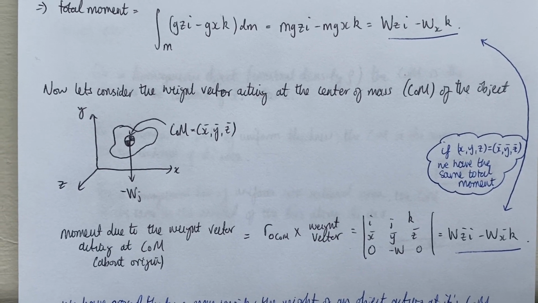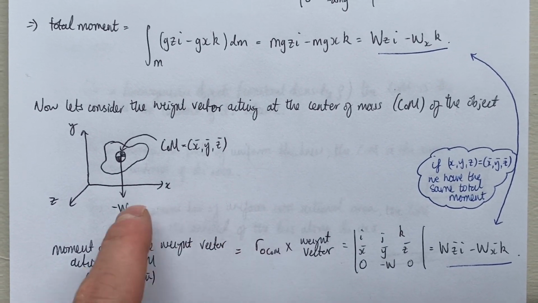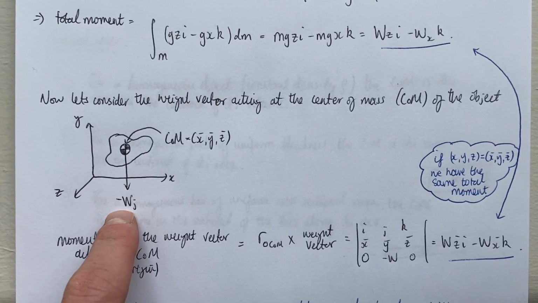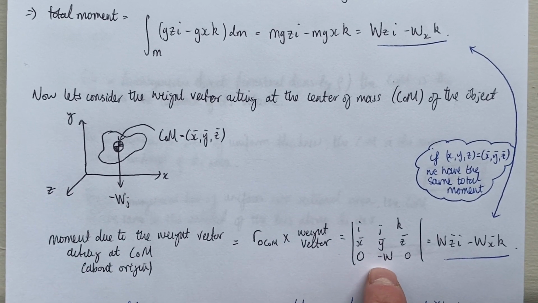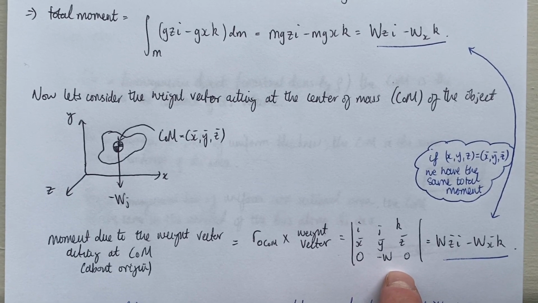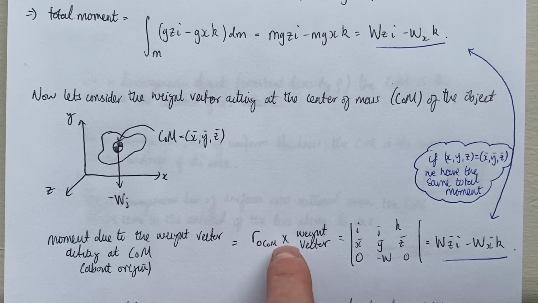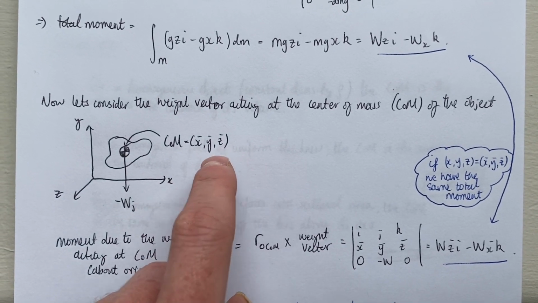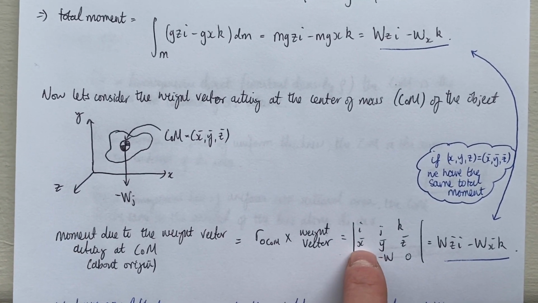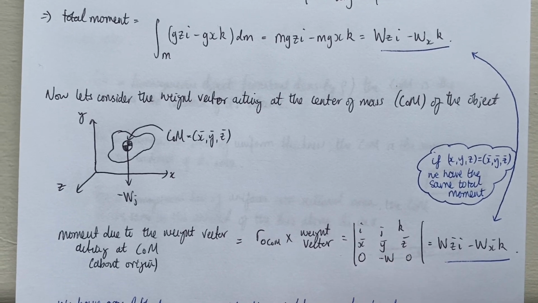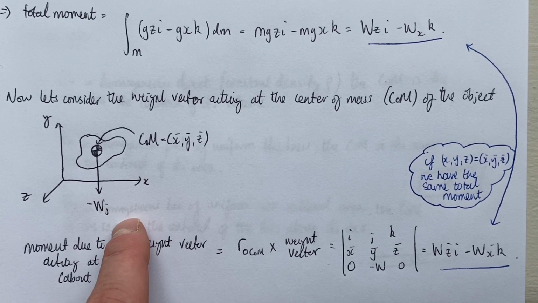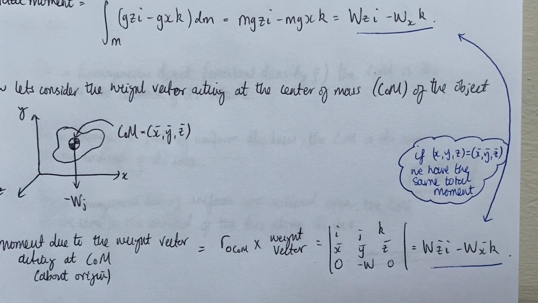I've made the cross product with that position vector with the weight vector, which I had over here. So I get the following determinant to solve, right? The position vector again is just given by the position of the center of mass, subtract the position of the origin, which is just x bar, y bar, z bar. And then the weight vector is just negative w in the j direction, right? So I get this.